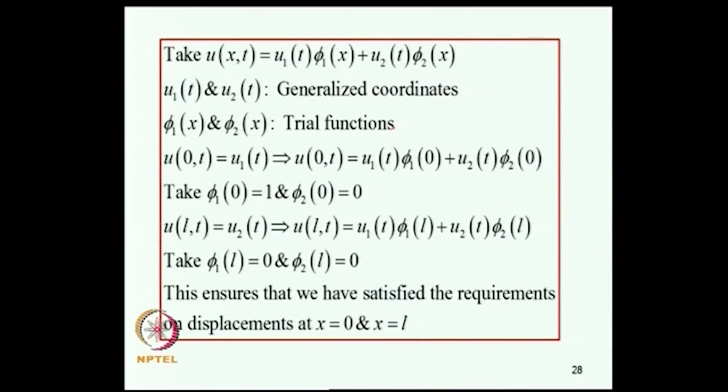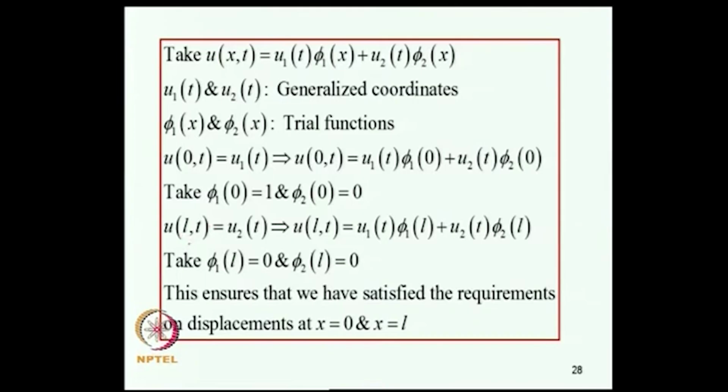So, now u of 0 comma t is u1 of t, because at x equal to 0 the prescribed displacement is u1 of t. So, if we use that, u of 0 comma t is u1 of t phi 1 of 0 plus u2 of t phi 2 of 0. So, consequently, I get phi 1 of 0 is 1, phi 2 of 0 is 0.